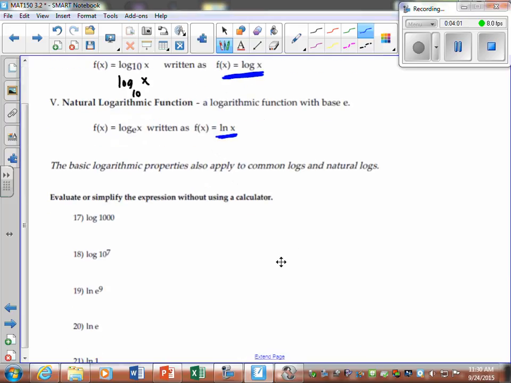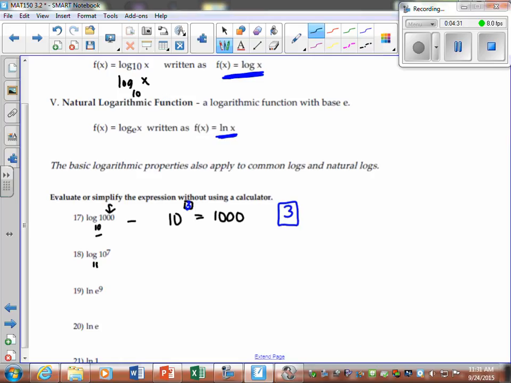Okay, so we'll keep those in mind when we see log of 1000. We may not see the 10 there, but we know it's there. So it's like 10 to the what power equals this. Okay, so we want to know 10 to the what power is equal to 1000. So what's that give us? 10 to the third power, so the answer is 3.